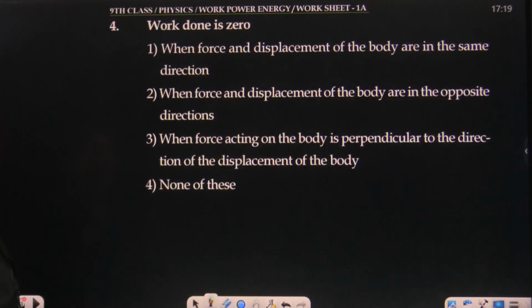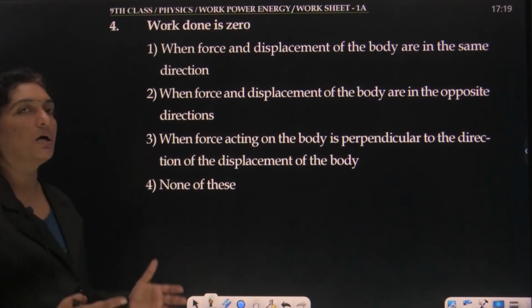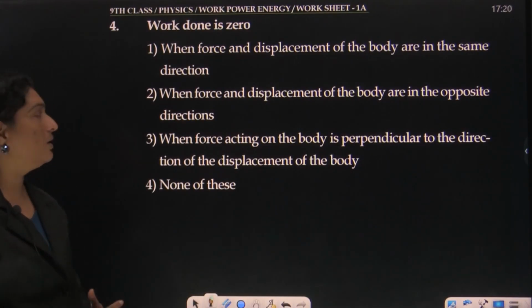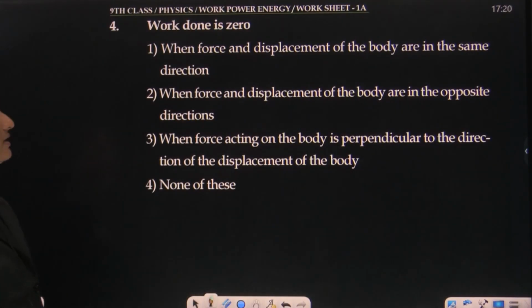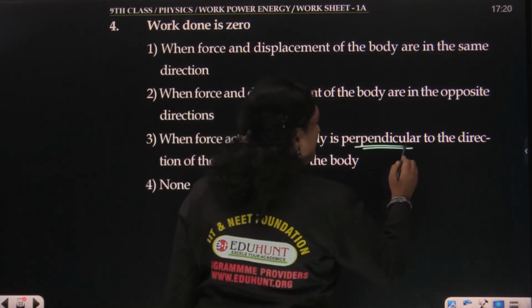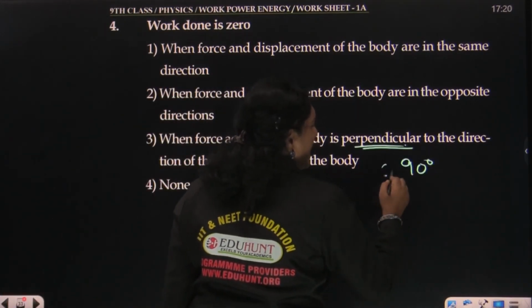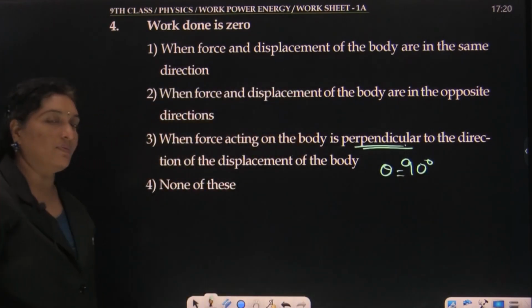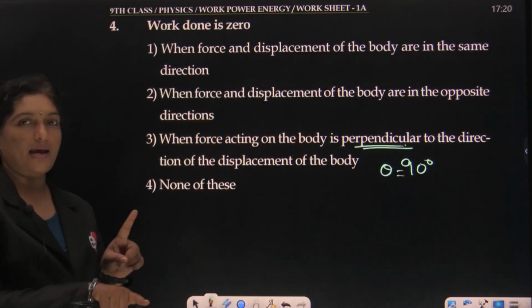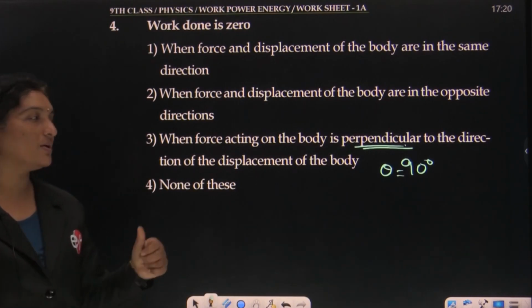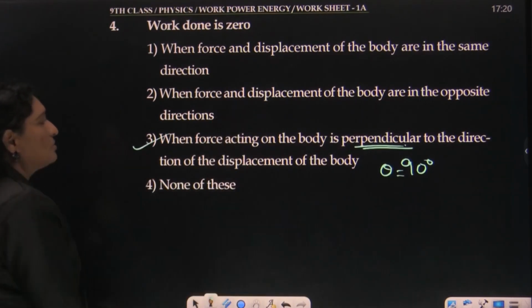Moving ahead with the fourth question: work done is 0. When is the work done 0, children? When force and displacement of the body are perpendicular to each other. Perpendicular to each other means the angle between them is 90 degrees. Whenever the force and displacement are perpendicular to each other, work done is 0. So option 3 is true.